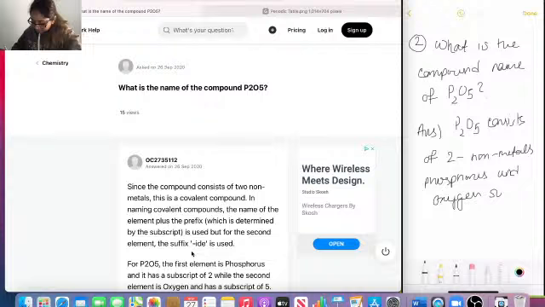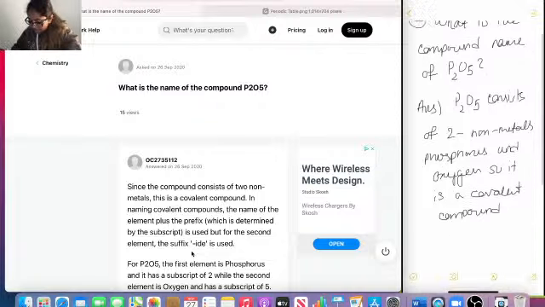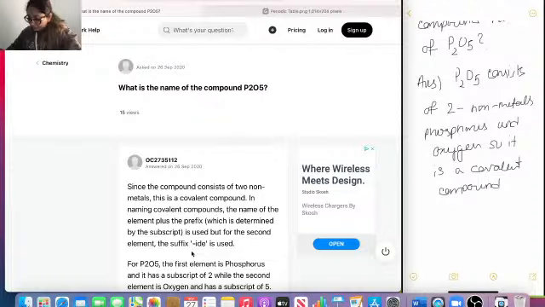So it is a covalent compound. The name of the first element plus a prefix is determined by the subscript, so the 2 and the 5. For the second element, the suffix "ide" is used. The second element in this case is oxygen, so when you're naming the compound, it wouldn't be oxygen at the end. You would have to add "ide" to it.